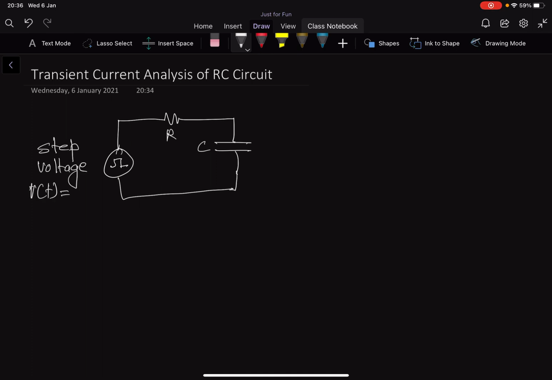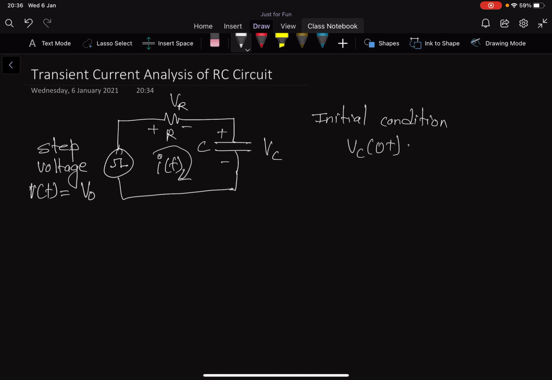The step voltage is v(t) of V0 volts. What we have to do here is find the transient current, i(t), and that's the expression we need to find. Once we draw the current in the clockwise direction, we get plus and minus here, and we are going to get VR here and VC here. Let's also represent the initial conditions. The initial condition given is VC(0+) equals 0 volts, and i(0+), the initial condition for the current in the circuit, is given as V naught divided by R.